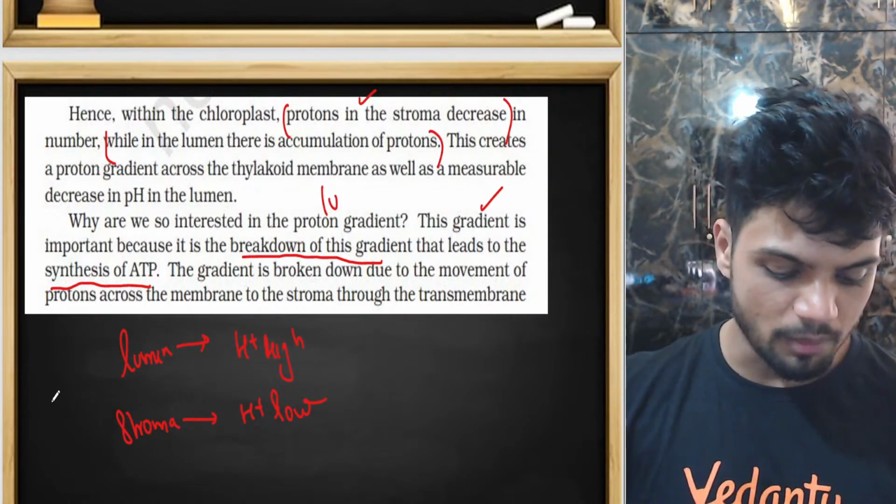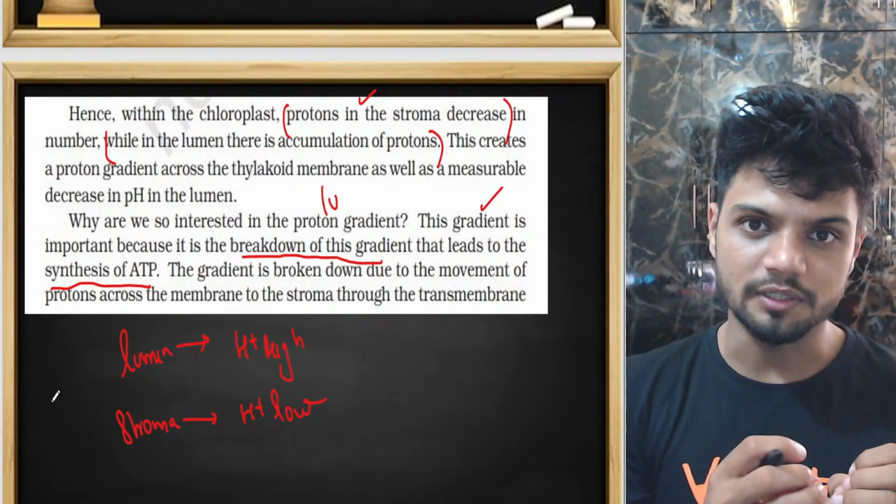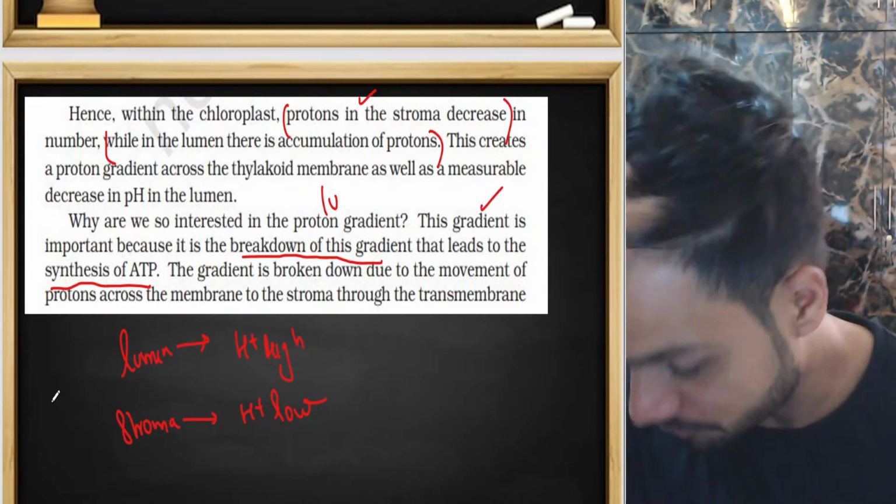For the ATP synthesis to happen, the proton gradient has to break down completely. It has to completely break down.